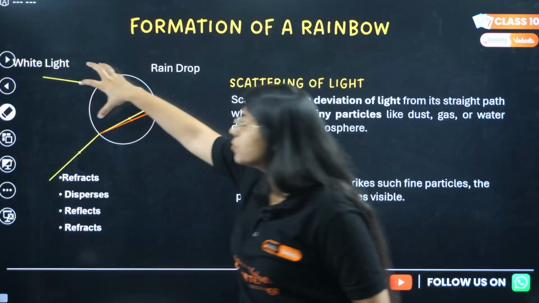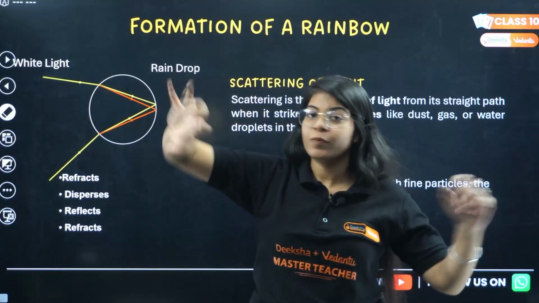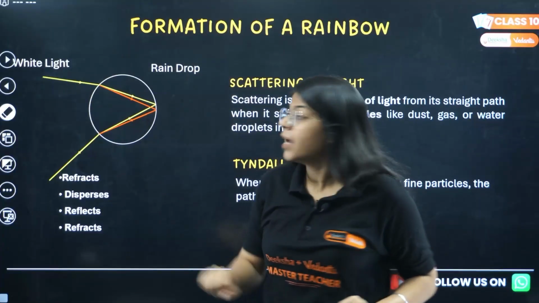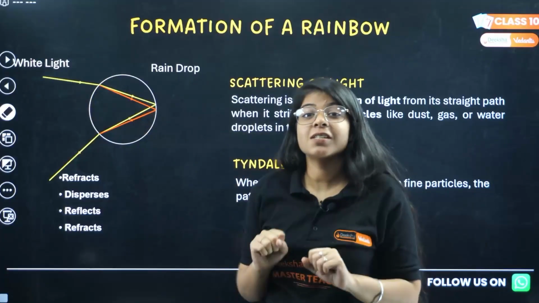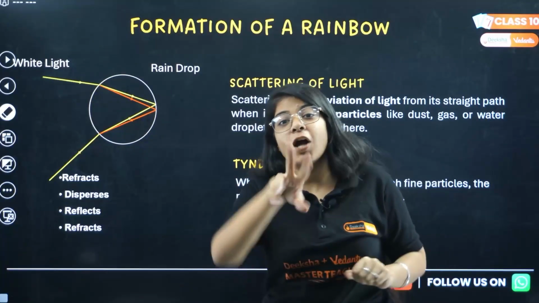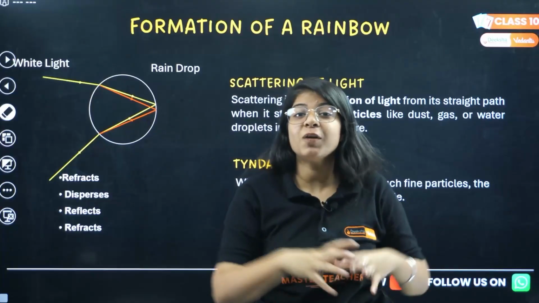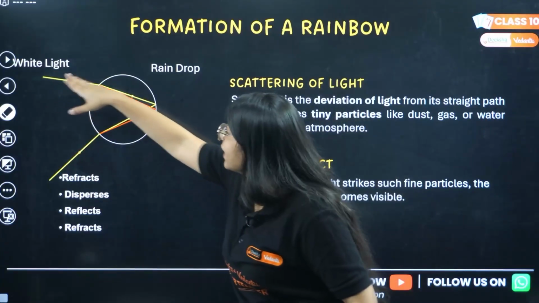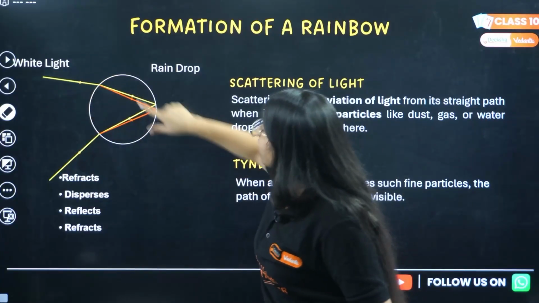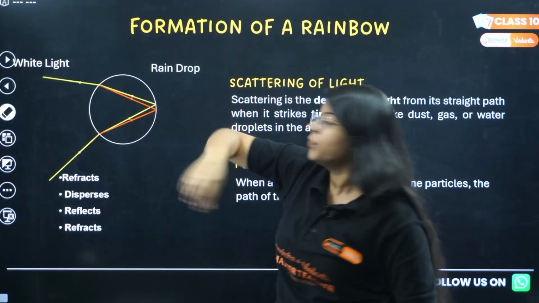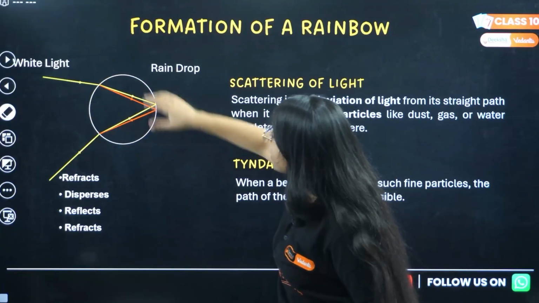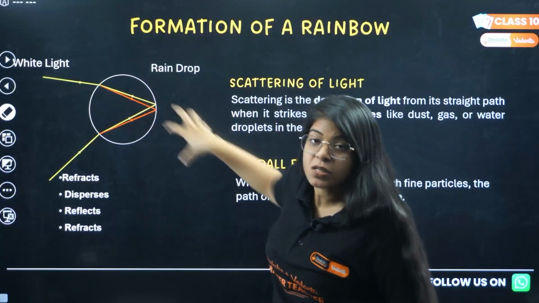So white light comes, and because of rain, there are so many water droplets in the air. So that white light is entering into the water droplet. Now we just studied, it will get refracted and it will get dispersion, right? It will split into 7 colors. So white light enters, it splits into 7 colors. Can you see? These are 2 different colors. So I've shown the upper and the lower color. So it splits into 7 colors, and inside that bubble, now it doesn't come out.